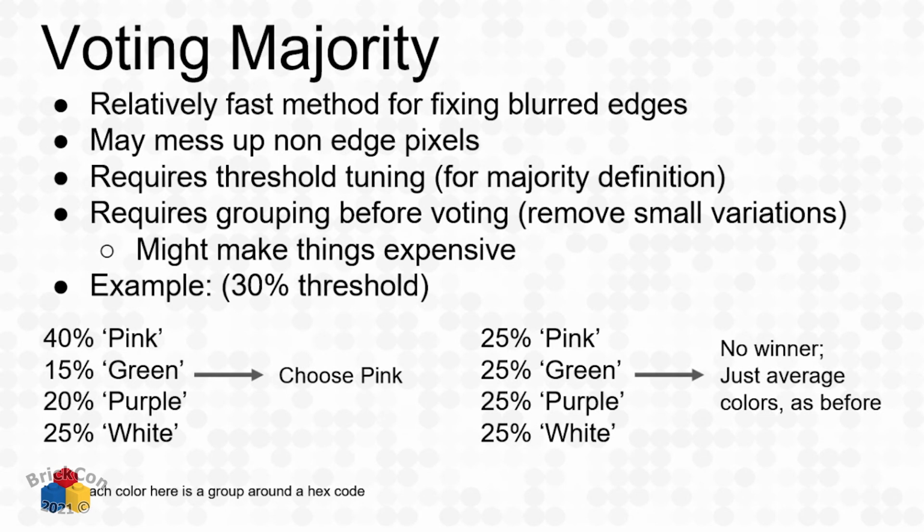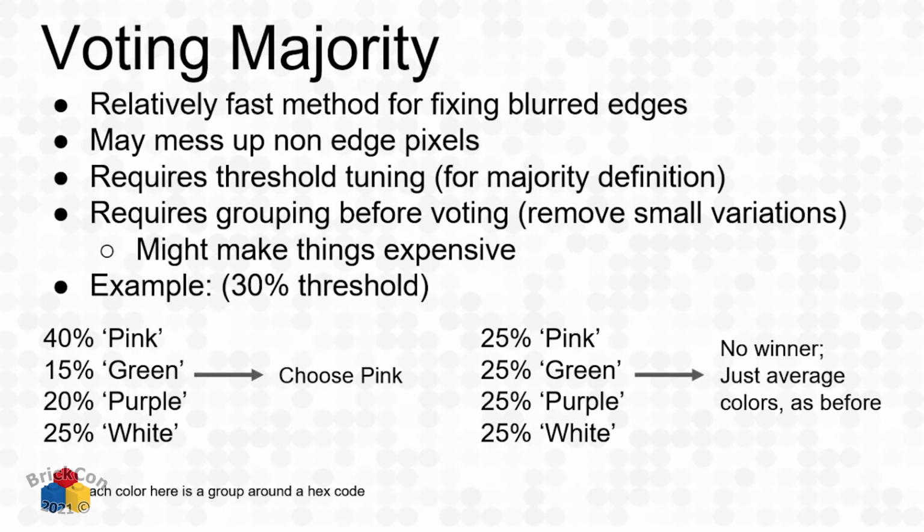One way is to do voting majority, where you say, let's say 40% of an area. Originally, let's say you have a 50 by 50 area in the original picture that maps to just one pixel in the new picture, right? Now you need to choose what color you want, right?